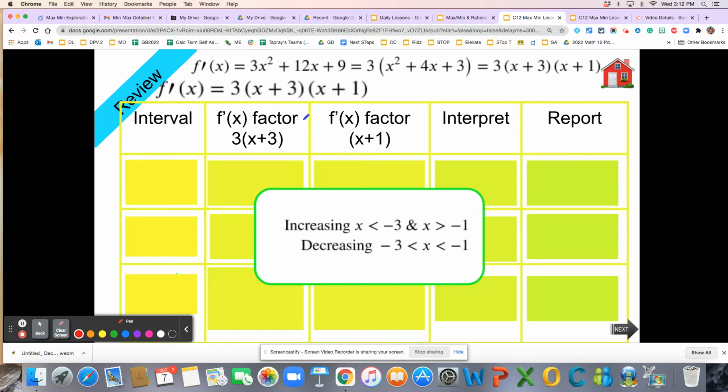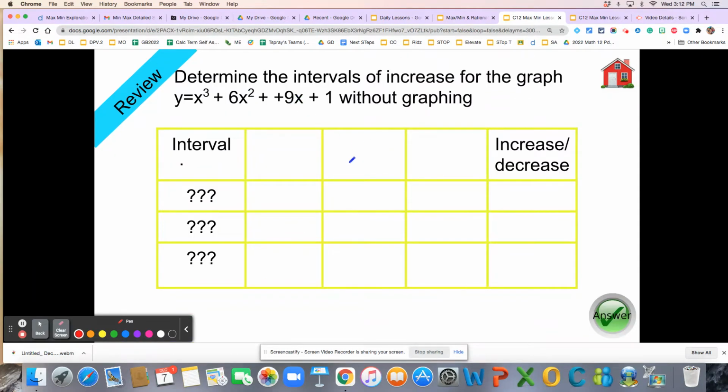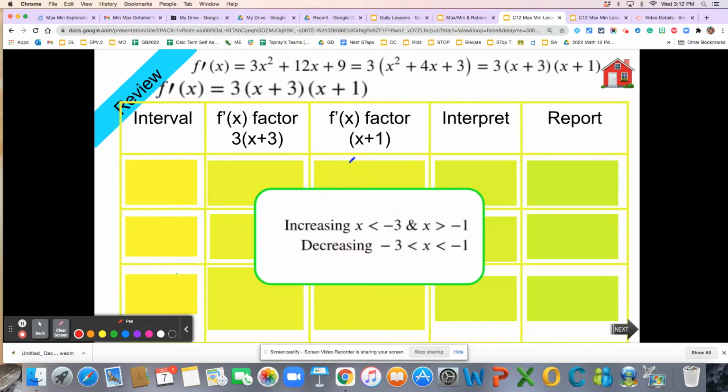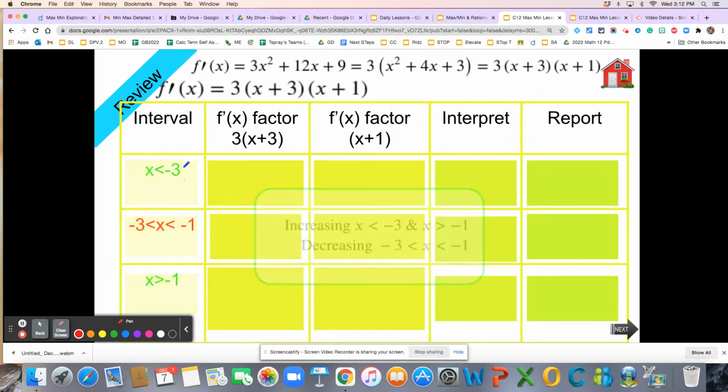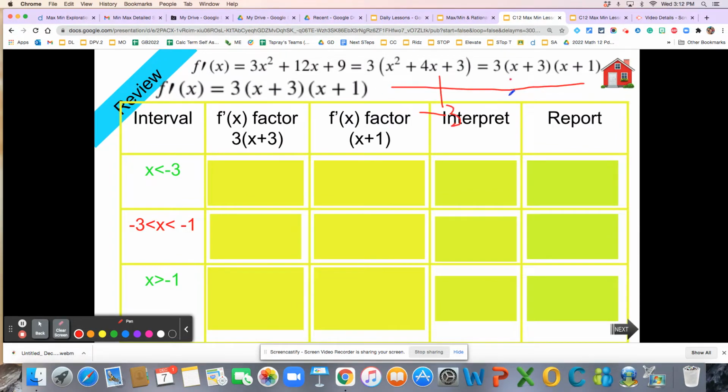So remember what we did: I'm going to get the same information by using an interval table. Here's what it looks like. First off, I'm going to take the derivative and factor it. So here's my derivative. Then I'm going to set my intervals, where we got one at -3, because that's a critical number, and a critical number at -1. Those are my critical numbers. So notice x is less than -3, it's in between -3 and -1, and it's larger than -1.